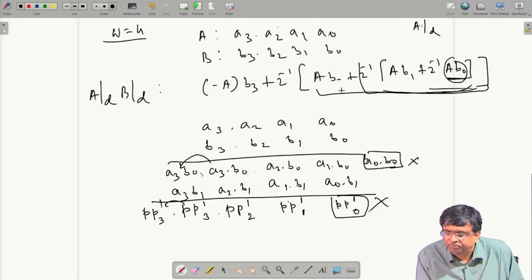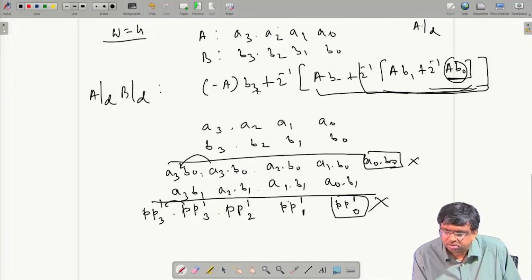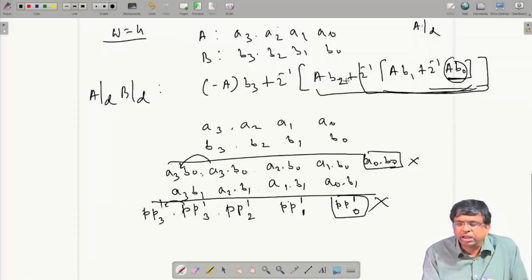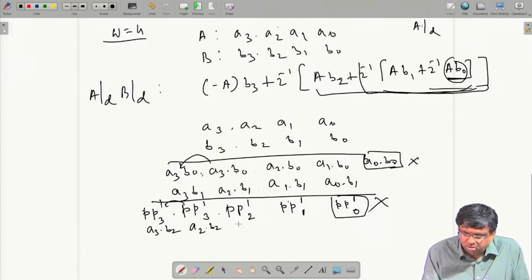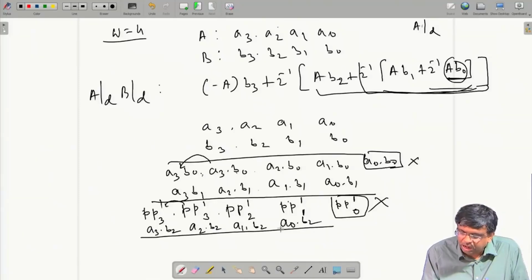Now, again multiply by 2 inverse. Now AB2, this is going to erase AB2. So, AB2 means again in binary: A3·B2, A2·B2, A1·B2, A0·B2. You add the two, incoming carry is 0. So, this is the partial product of the second next stage.